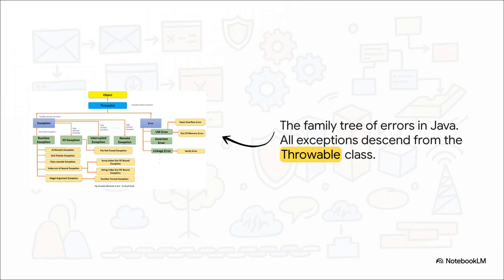And this right here shows you just how organized Java is about its problems. At the very top of this whole family tree, you've got Throwable. Now, it splits into two big branches. On one side, you have Error. Think of these as the catastrophic system-level failures, like the program running out of memory. There's not much you can do about those. But the other branch, the one we really care about, is Exception. These are the problems you absolutely can and should plan for. Things like a file not being found or a network timing out.